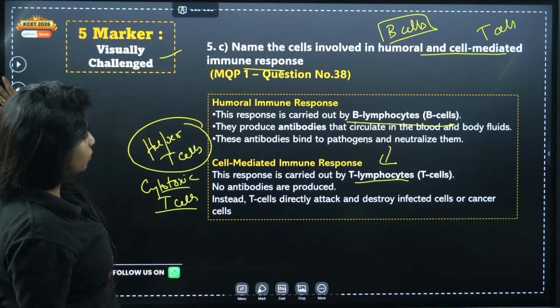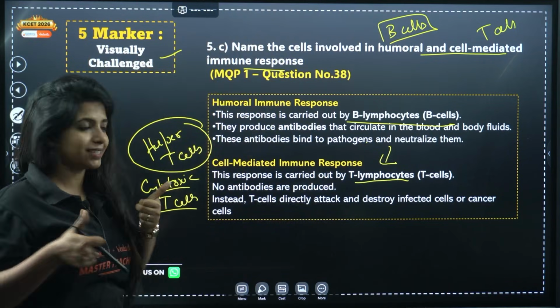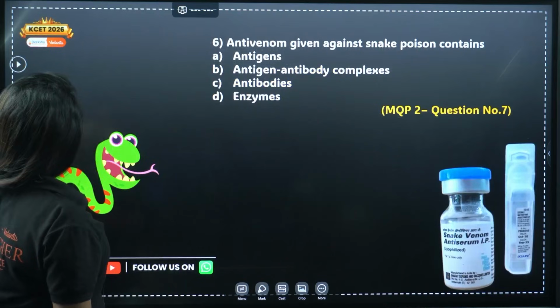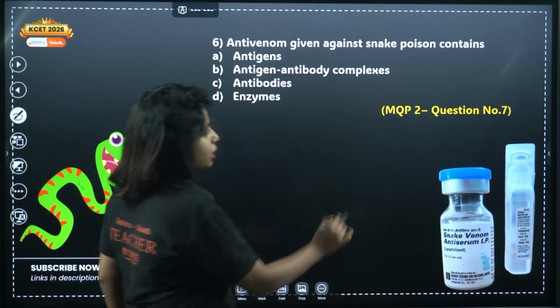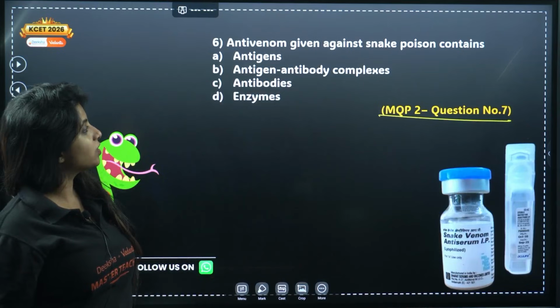So the C part of the 5th question was changed for visually challenged people, and this was the question I thought I should discuss. I discussed. Now, going ahead with the next question, this is from MQP2 and question number 7. So, antivenom given against snake poison contains what?